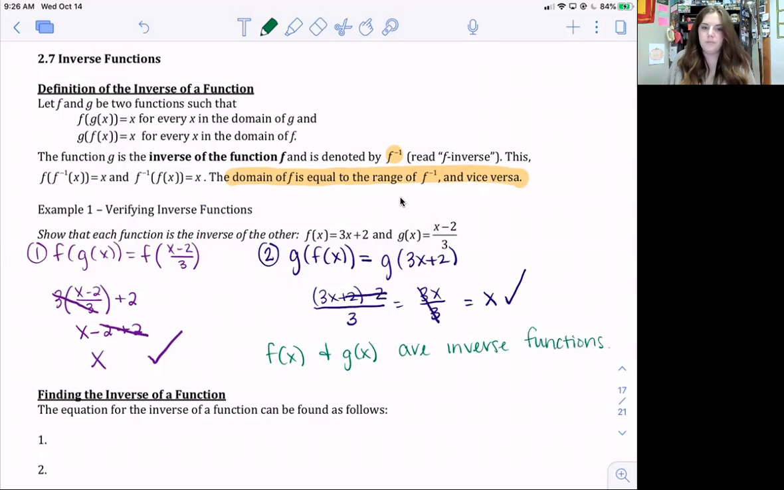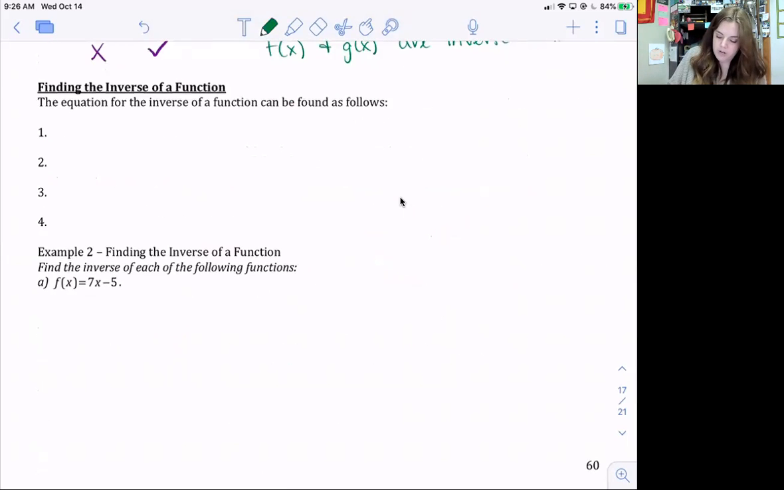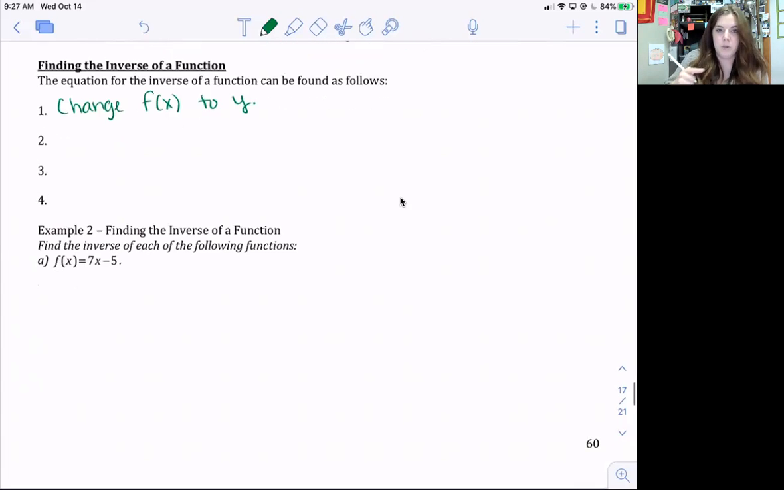Okay. All right, so now we're going to go through the steps of finding the inverse of a function. The first thing we're going to do is change f of x to y. We're going to go through this first example as we go through these steps. So I'm going to change f of x to be y equals 7x minus 5. So that was our first step.